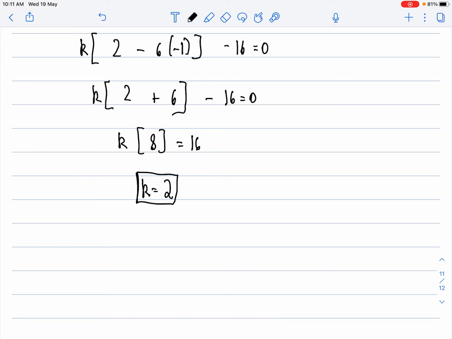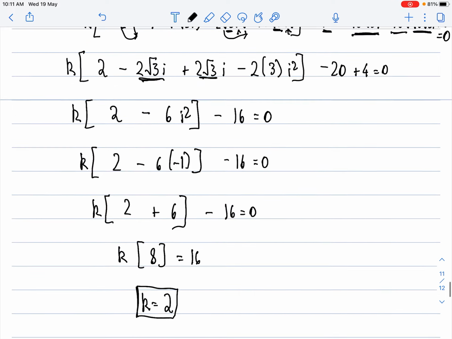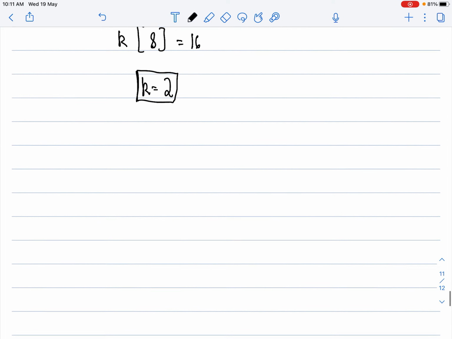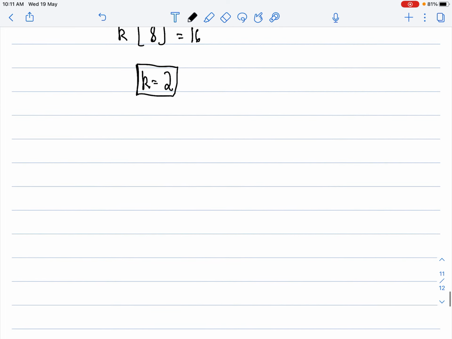So we found the value of k successfully. Now I need to find the third root of my equation. For this we need to form a quadratic. You know the form of a quadratic is always x square minus the sum of roots into x plus the product of the roots is equal to 0.